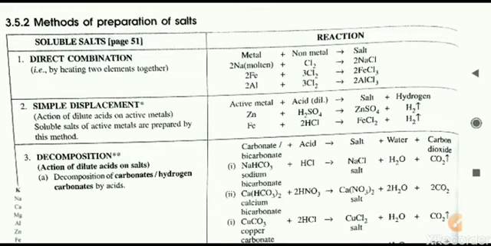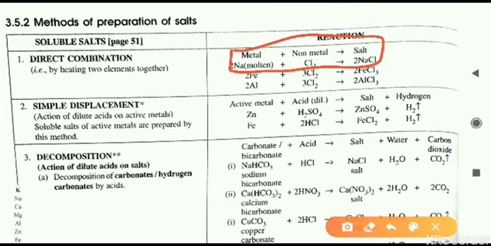The first type of preparation of a salt is direct combination. Directly we are taking two elements, and both elements react with each other. This reaction can happen with heating or without heating, depending on the reactivity, the ability of reaction. Generally heating is required. So a metal and a non-metal are reacted with each other, and what forms as a result is the salt. So here is the general reaction. Metal plus non-metal will give what? It will give a salt.